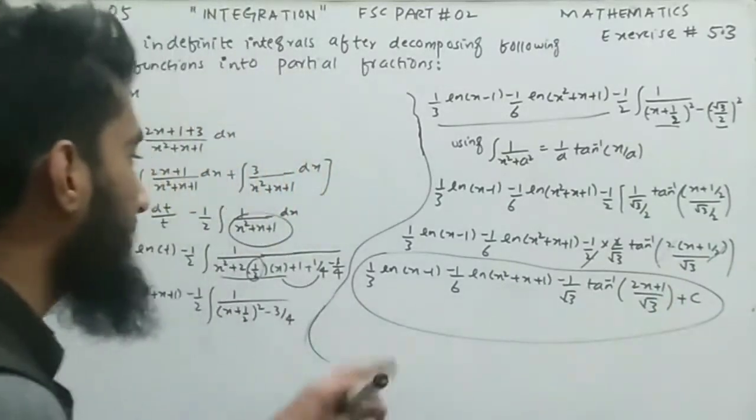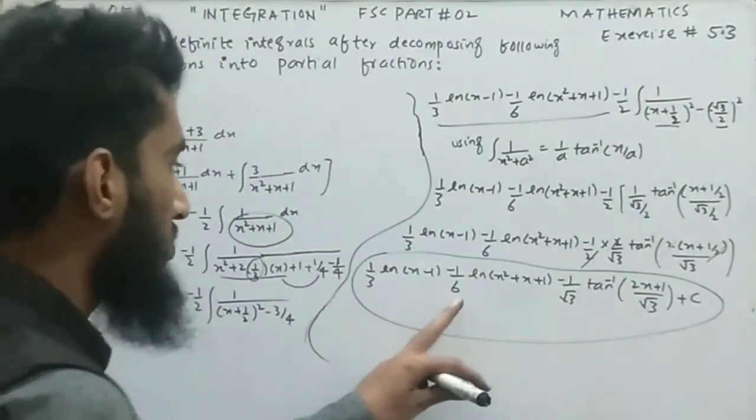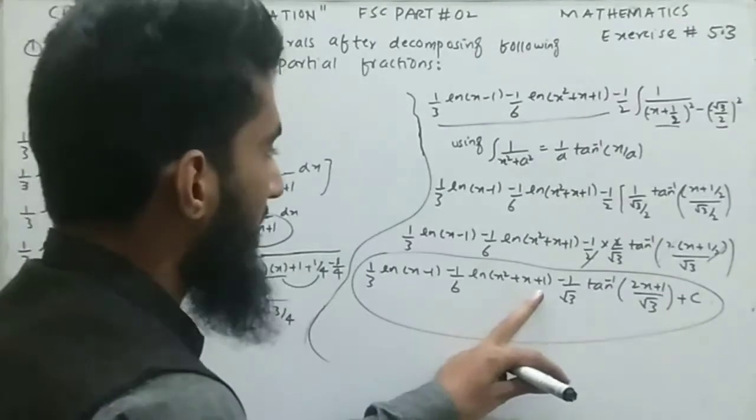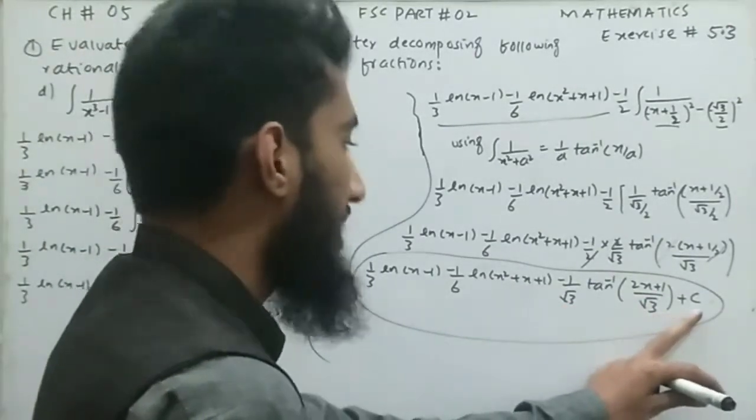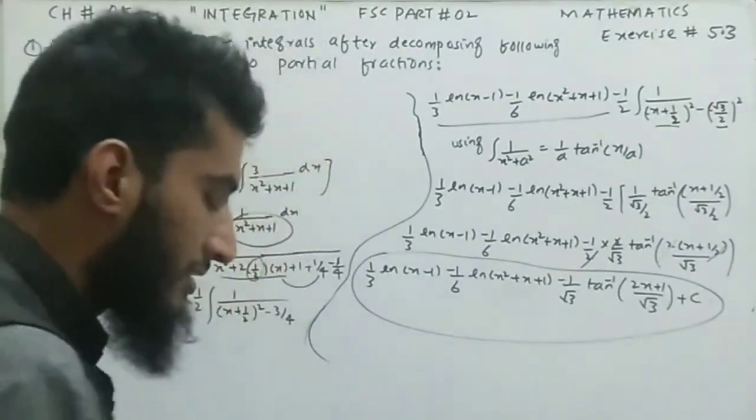So the required and desired answer will be 1 over 3 into ln of x minus 1 by 6 ln of x square plus x plus 1 minus 1 upon square root of 3 tangent inverse of 2x plus 1 divided by square root of 3 plus constant of integration. This is the required answer.